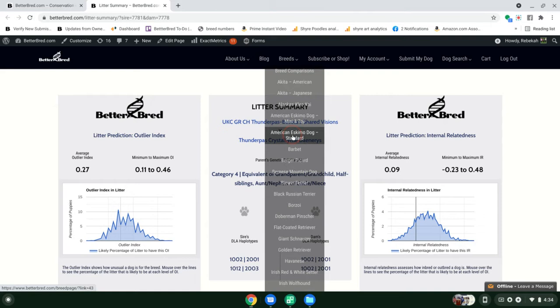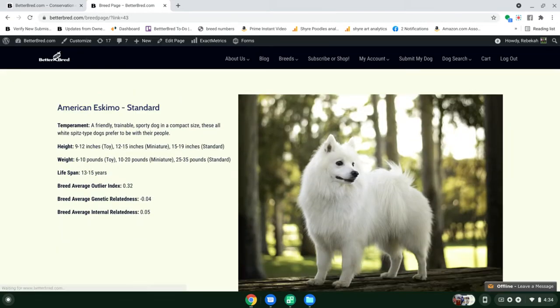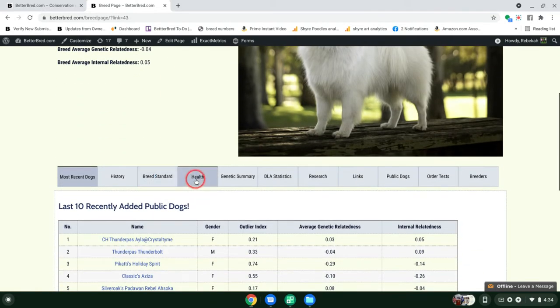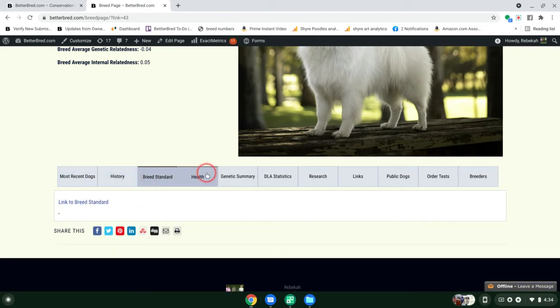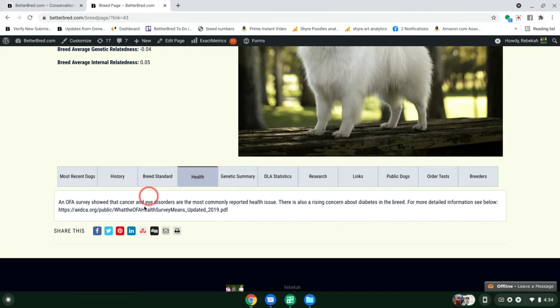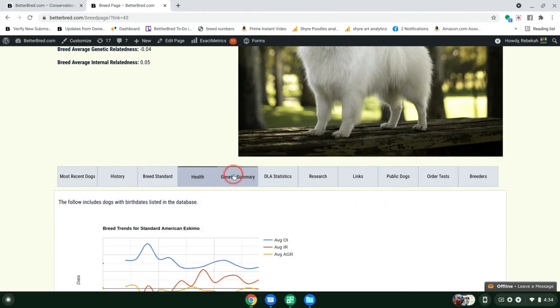Let's go to the American Eskimo Dog Standard page. So this is going to show us the breed averages for your breed. It's going to show you the most recently uploaded dogs. It'll even show you as time goes on. So we have history, breed standard. We haven't really done much with these yet. We've got the link to the breed standard, health issues that you've had.